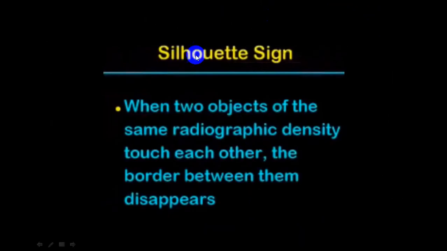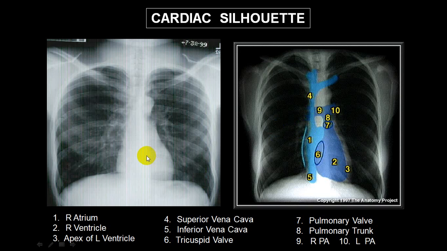So what exactly do you mean by silhouette sign? When two objects are of the same radiographic density, meaning if I show you here again, this is radio opaque, this is radio opaque, this margin is radio opaque. So if you get a radio opaque shadow close to the diaphragm, then close to the diaphragm is the right lower lobe. If something produces opacity in the right lower lobe, it will obliterate this diaphragm margin and you will not be able to identify it. Then we call this a silhouette sign.